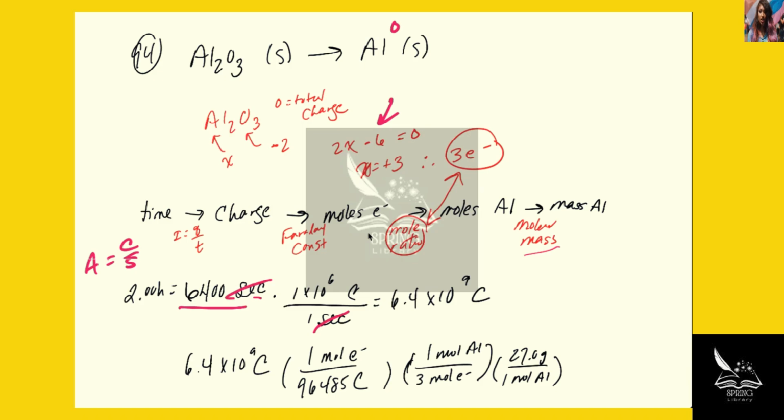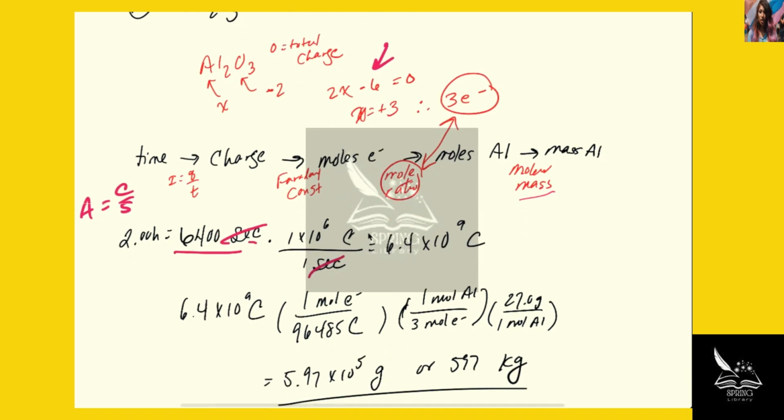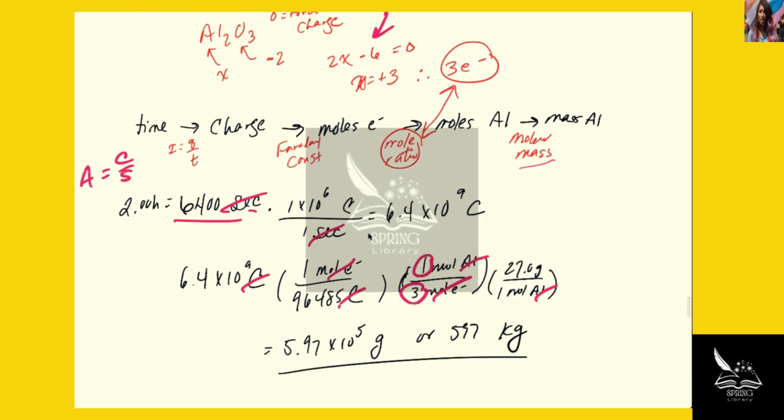So we take that charge, we use Faraday's constant to determine how many moles of electrons were transferred. And then we can say, okay, if those are the number of moles of electrons, and there's 3 moles of electrons for every 1 mole of aluminum, that will tell us how many moles of aluminum were reduced with that number of electrons. And then we can use the molar mass to get the mass of aluminum, which is going to be 597 kilograms.